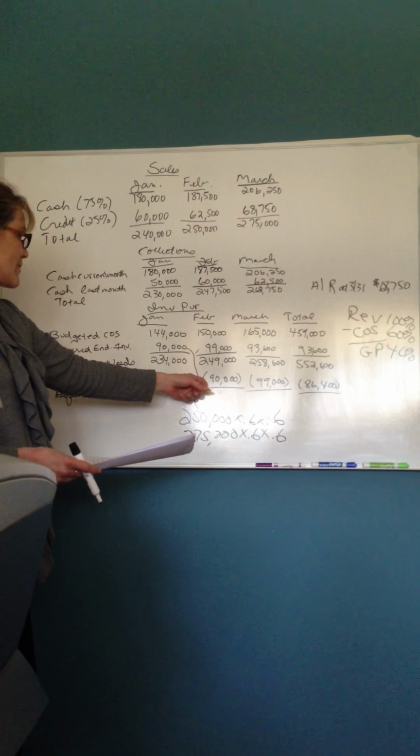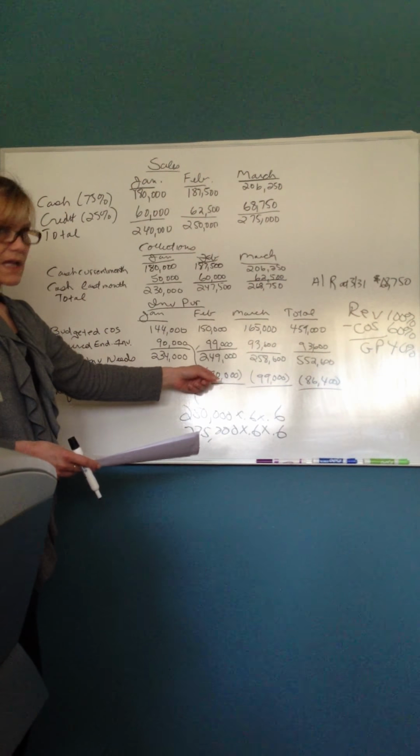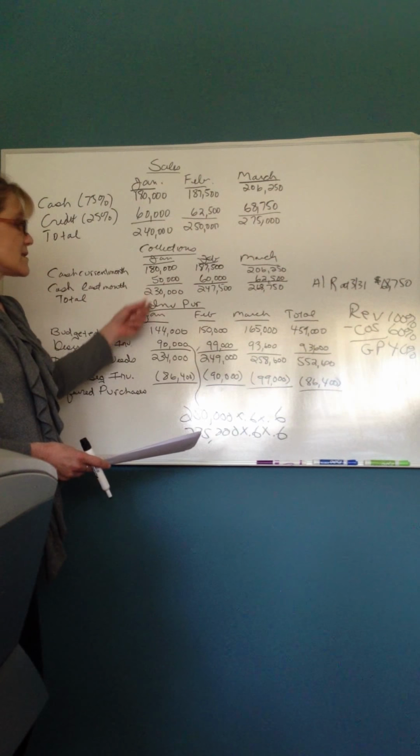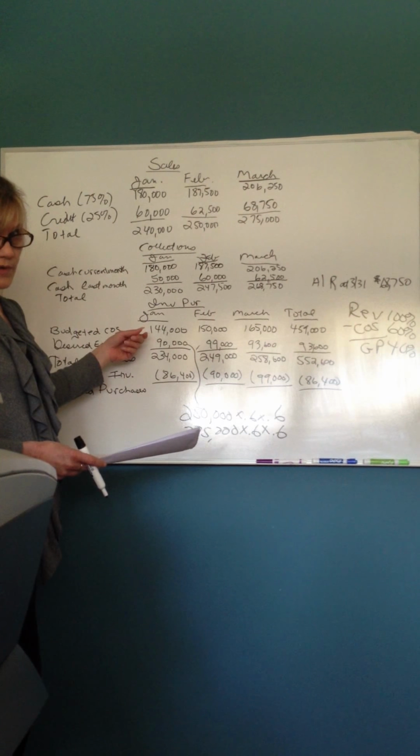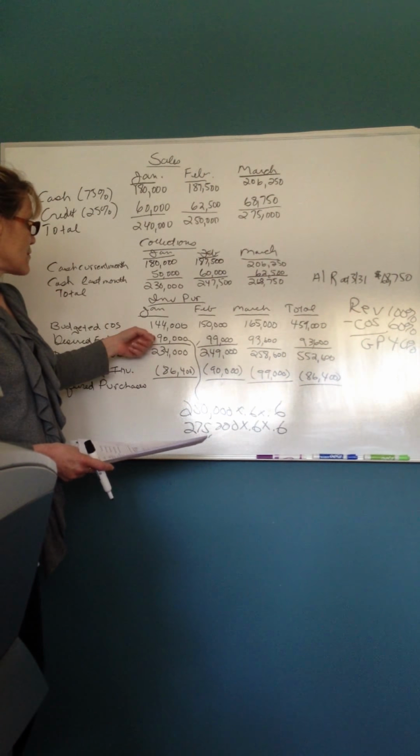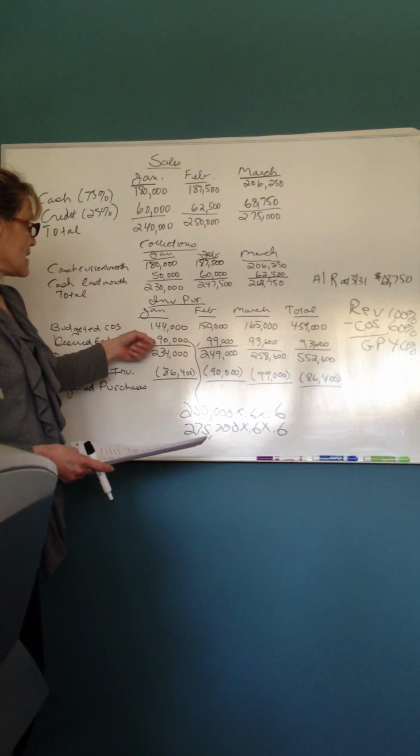We're going to subtract our beginning inventory. Beginning inventory for February, it's the same as your ending inventory for the previous period. So it's the same as your ending inventory for January. So it's 90,000. March, if we took the 275 times 60%, we get 165.